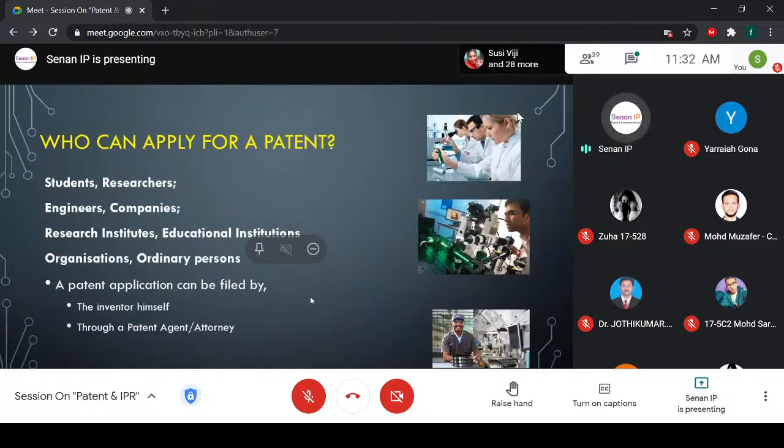So who can file a patent application? This is a primary question. Anyone living in India can file a patent application. A person living outside India can also file a patent application, but under different rules. Indian applicants and foreign applicants have different rules. Students, researchers, engineers, companies, research institutes, educational institutes, organizations, and ordinary persons can file a patent application in India.